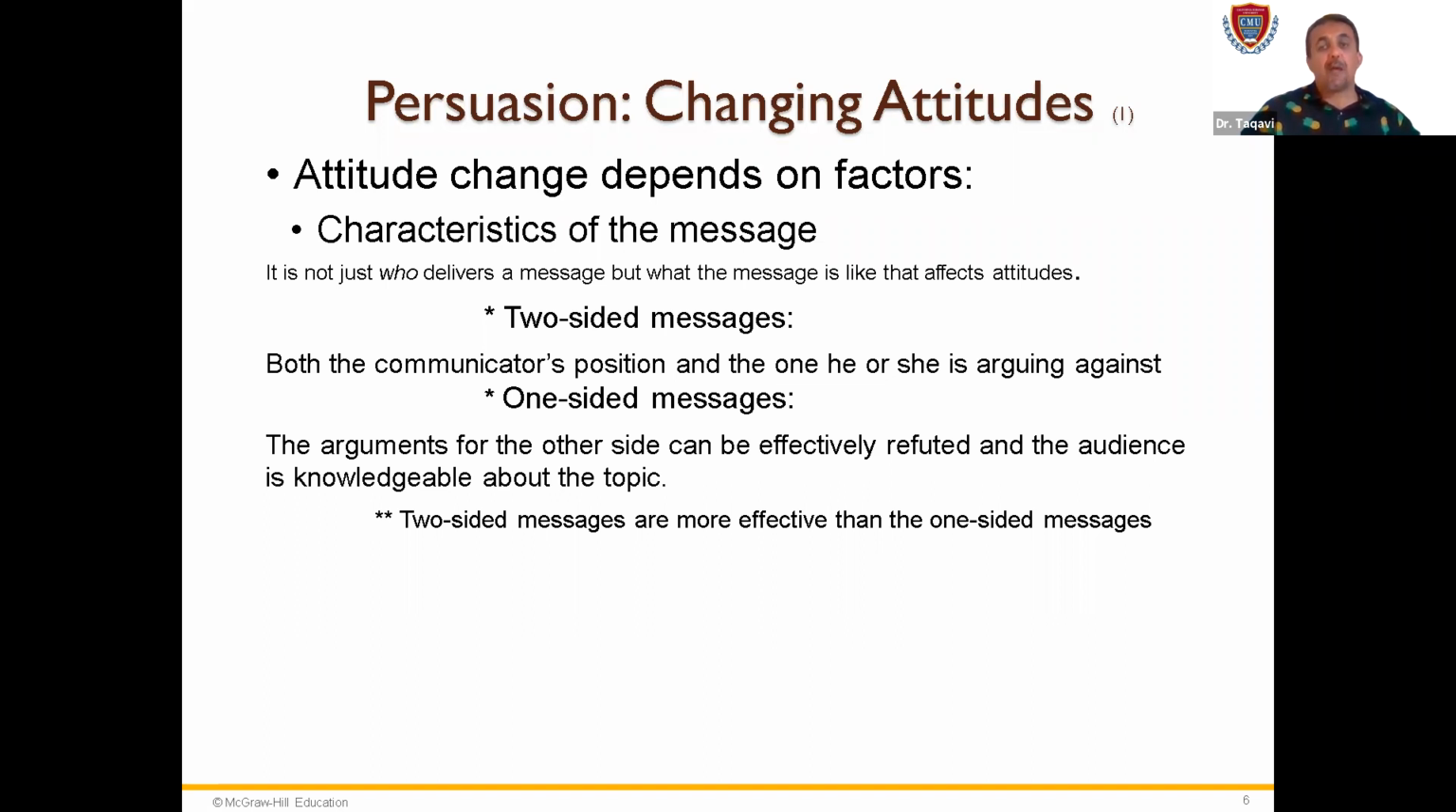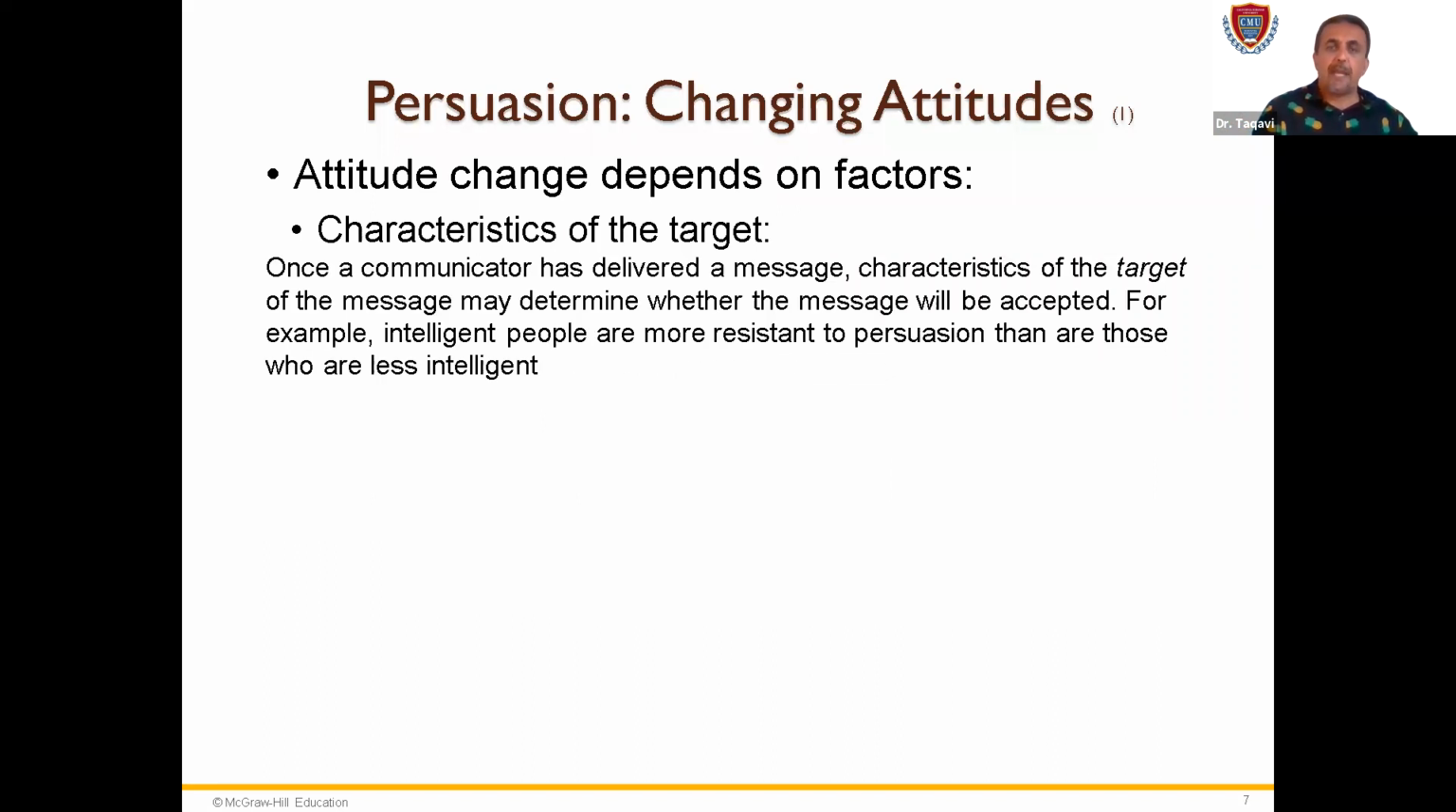Two-sided messages are more effective than one-sided messages because the sender and the receiver, both of them, are engaged with the communication, sending and receiving the message. And the third part for creating change in attitude is talking about the characteristic of the target of communication, the target of persuasion, the target of changing attitude.